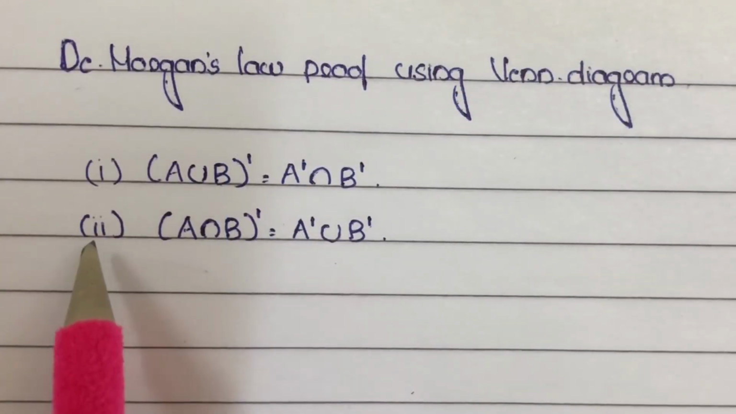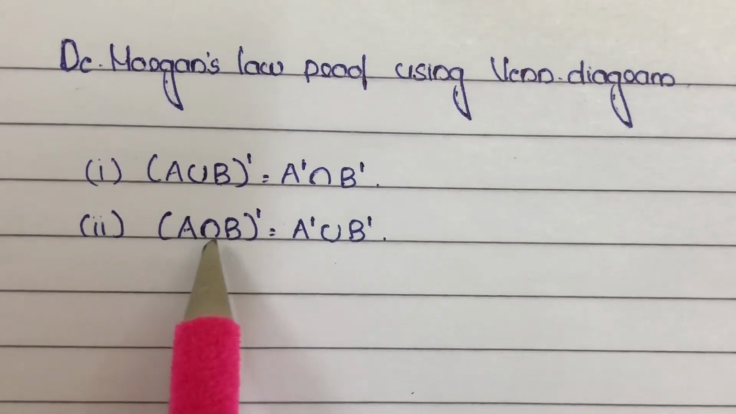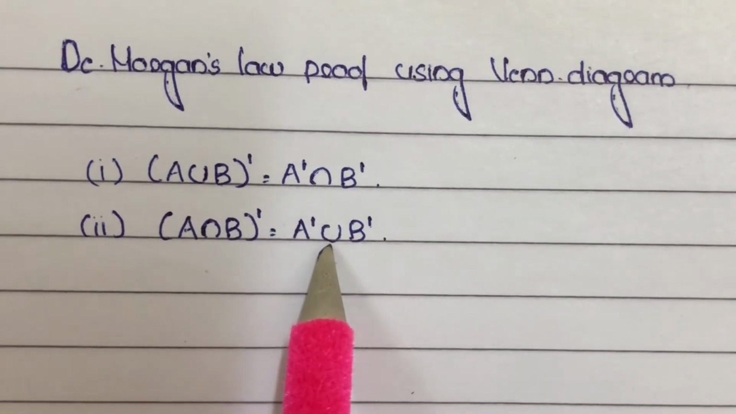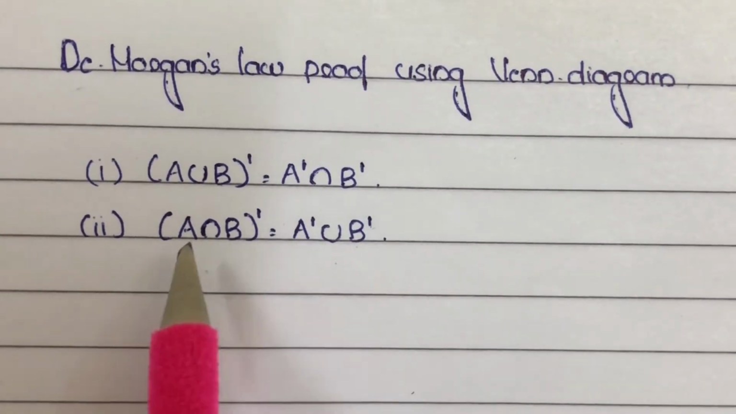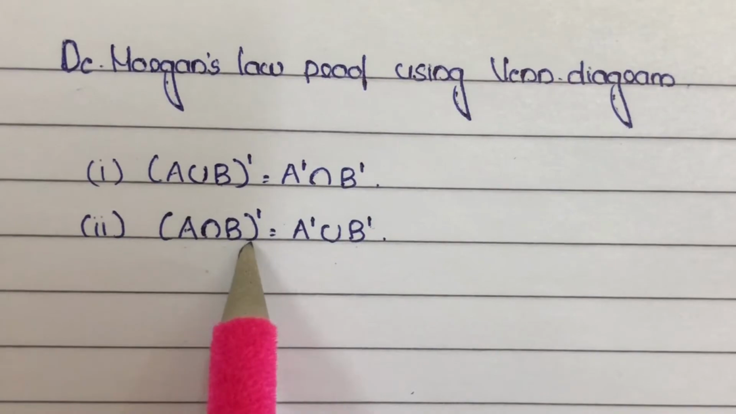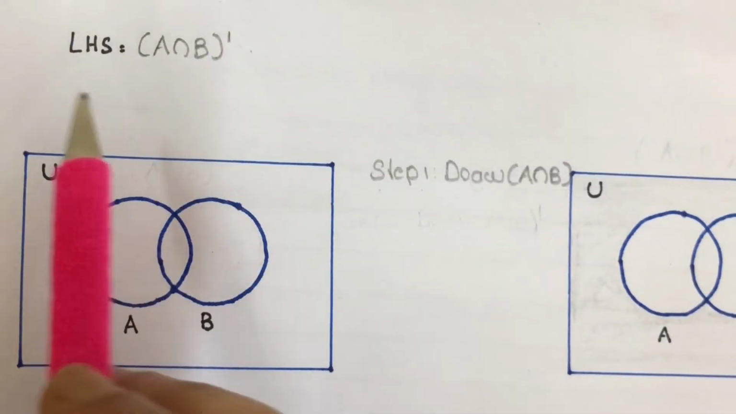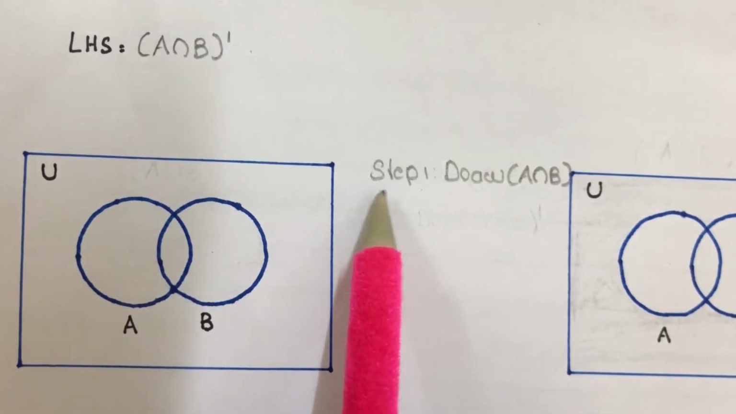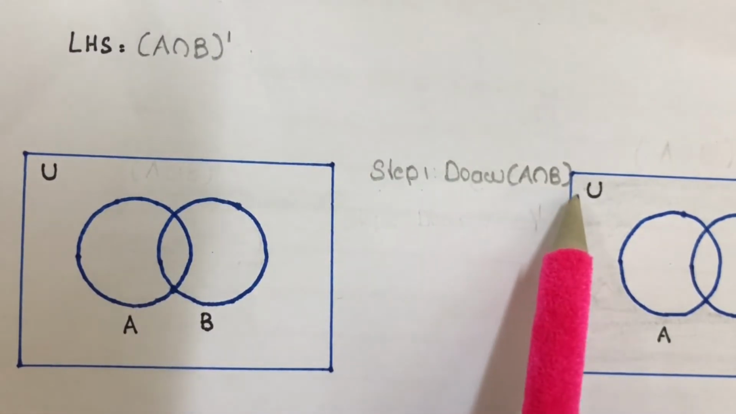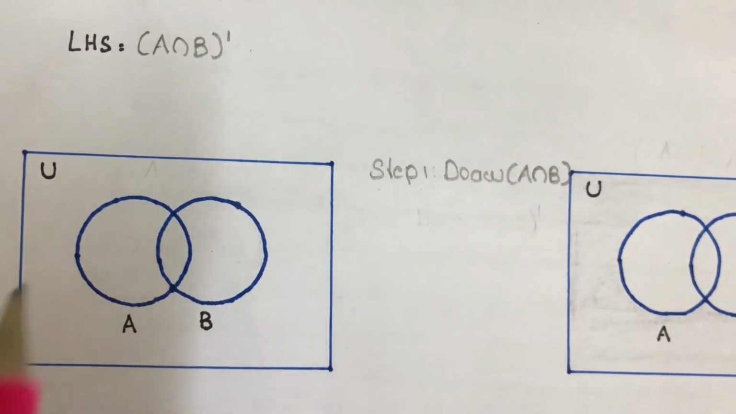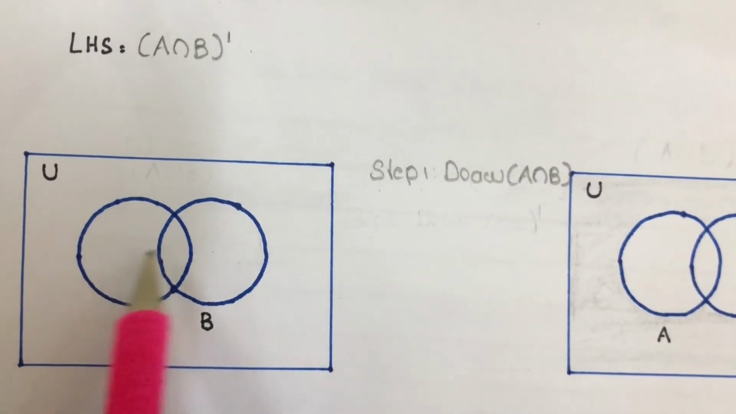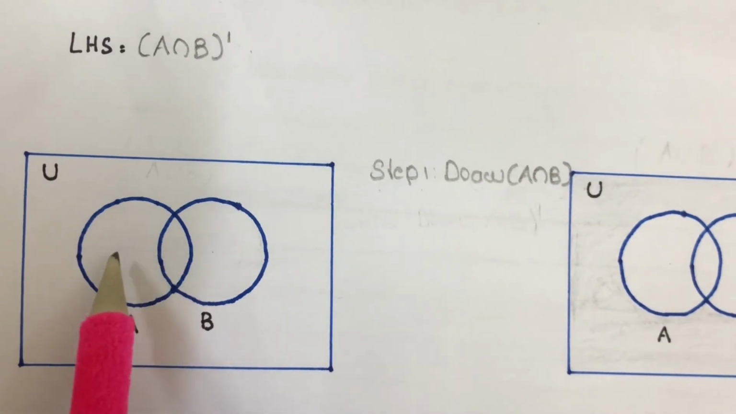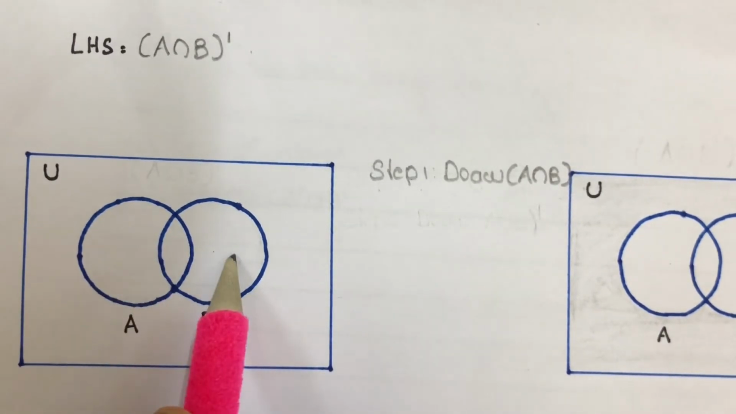Now consider the second law. Second law, A intersection B whole complement equal to A complement union B complement. First consider the LHS, that is A intersection B whole complement. First step, draw A intersection B. By definition, we know that intersection of two sets A and B means the set of elements which are common in both A and B, right?